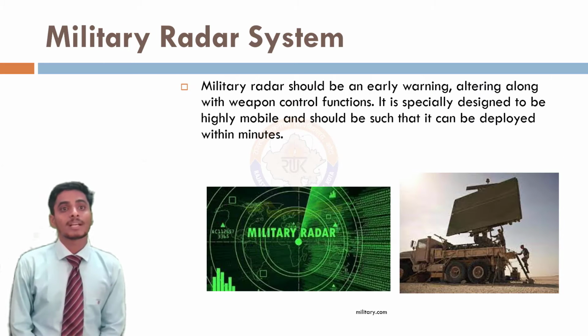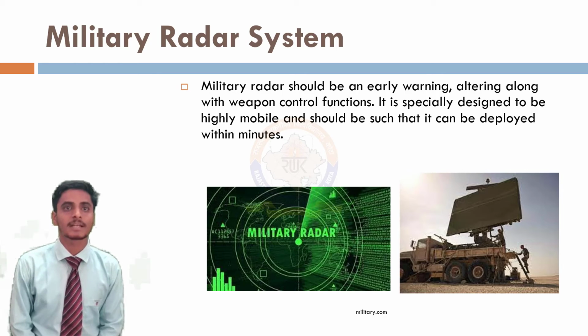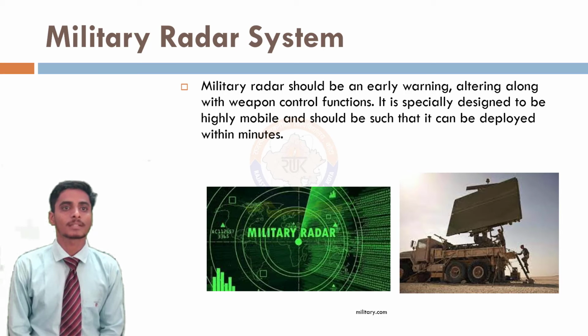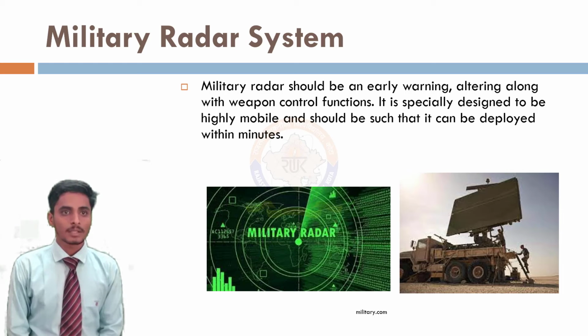Now, come to the military radar system. Military radar should provide early warning alerting along with weapon control function. It is specially designed to be highly mobile and should be such that it can be deployed within a minute. Military radar minimizes the mutual interference of tasks of both air defense and friendly airspace users. This results in an increased effectiveness of the combined combat operation.